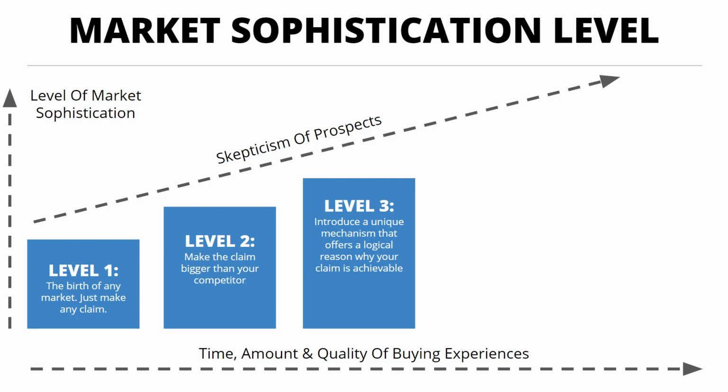To evolve your marketing, to stand out in a crowded marketplace, and to make your claim believable. At this point, prospects are jaded by those big blown-up claims. So at level 3, a unique mechanism is introduced. The reason for that unique mechanism is to give the prospect a logical and believable reason why your claim is achievable.